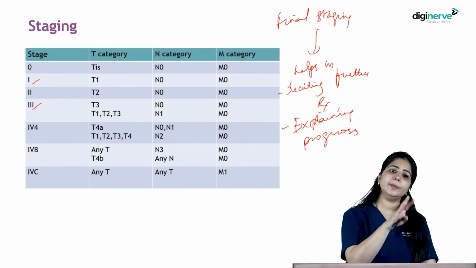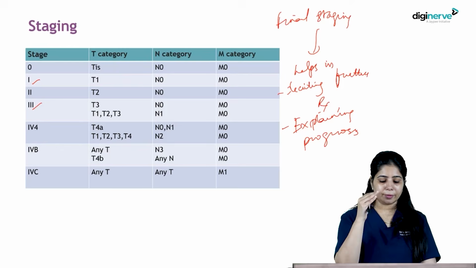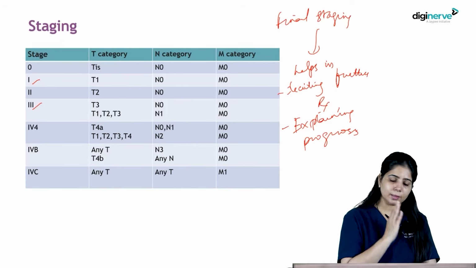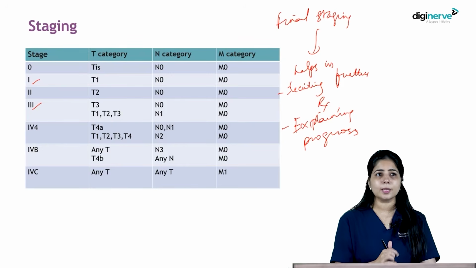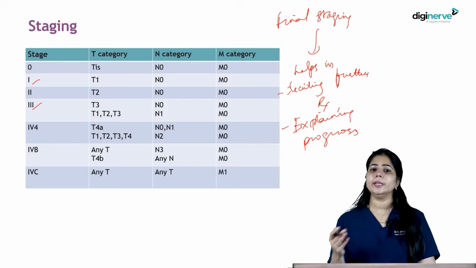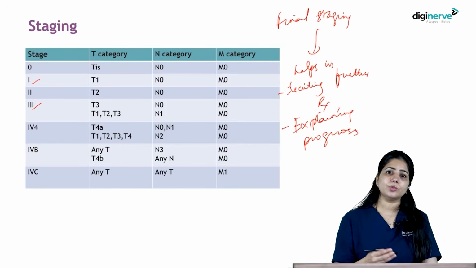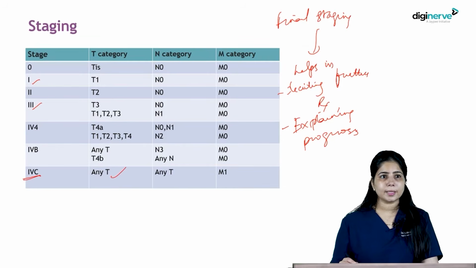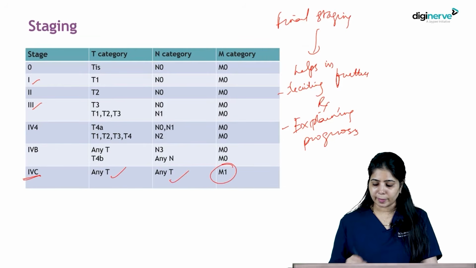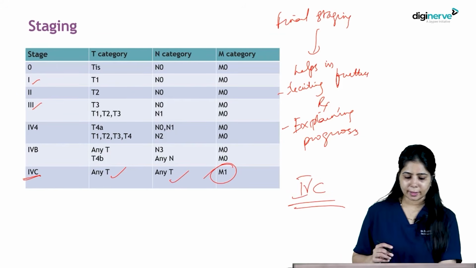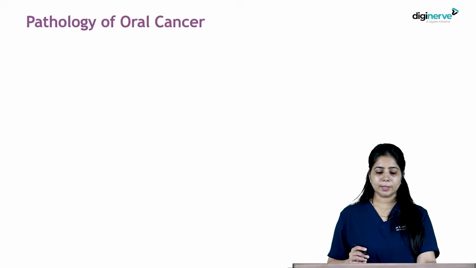Then stage 4 is any size of the tumor with no nodal involvement for T4A, that is still stage 4 disease, or if it is with nodal involvement, irrespective of the tumor size, but if it is N2, then it becomes stage 4A. Stage 4B will be T4B. So if it is T4B and any N size, it is still stage 4B disease, or it is any T with an N3 node. Again it becomes stage 4B. And 4C is where T size doesn't matter, N doesn't matter. If metastasis is present, then it is stage 4C. Okay. So this was about staging.